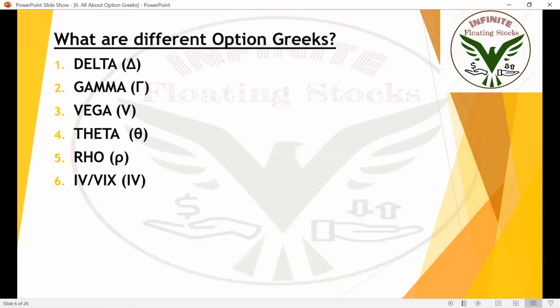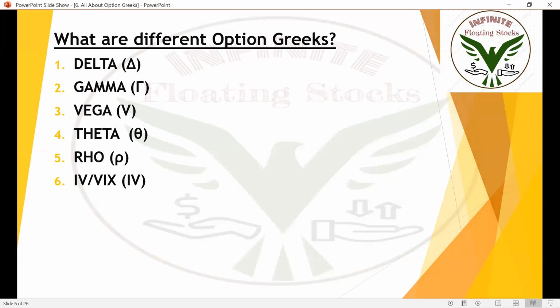Among them, first one is delta, second is gamma, third is vega, fourth is theta, fifth is rho, and sixth is IV. IV is implied volatility, or VIX. VIX is also volatility. Those are all. I have put the Greek symbols in brackets. Those are the Greek symbols.